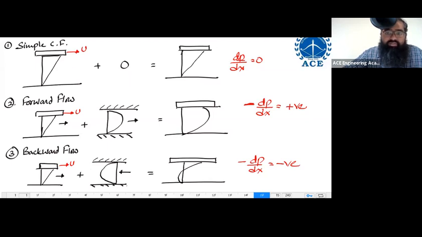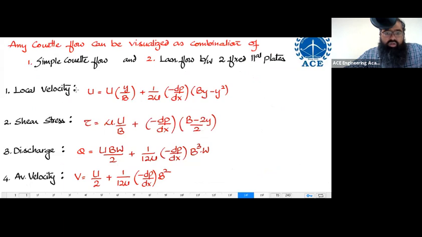Does it mean head loss is equal to 0? No. You can't say head loss is equal to 0 in simple Couette flow. Head loss will be present over here by virtue of the shear stress developed in this particular case. This is all you're going to have in the case of Couette flow. Remember this concept: when dp by dx equal to 0, it is simple; when minus dp by dx is positive, forward; when minus dp by dx is negative, you're going to have backward flow. And these are the formulas. Only these formulas can be superimposed. No other formula you're supposed to superimpose over here.